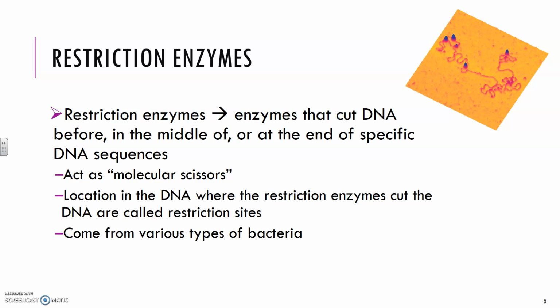These enzymes actually come from various types of bacteria. The restriction enzymes were the bacteria's safety system, like their immune system in a way. If any foreign DNA came into the cell, the bacteria cell would release its restriction enzymes and have them go cut up that DNA so that the foreign DNA could no longer be used. Of course, once scientists found them, they realized the use for them and started taking them out of bacteria and purifying them.